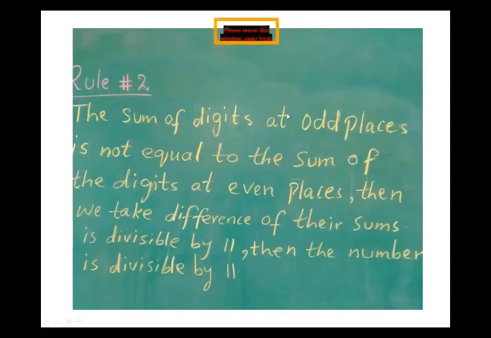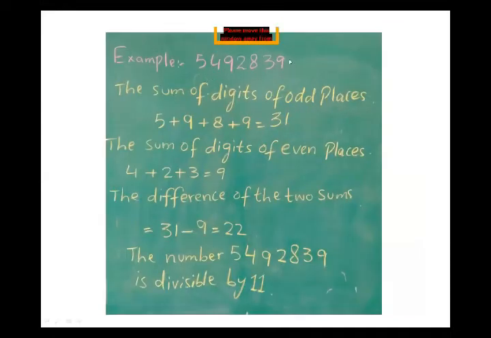So here is the example, which is also from your book. Here you see a large number, 5, 4, 9, 2, 8, 3, 9. Firstly, we check our first rule. For the first rule, we find the sum of the digits at odd places and the sum of the digits at even places. For rule two, we do the same thing: firstly we find the sums of the odd places and the even places.